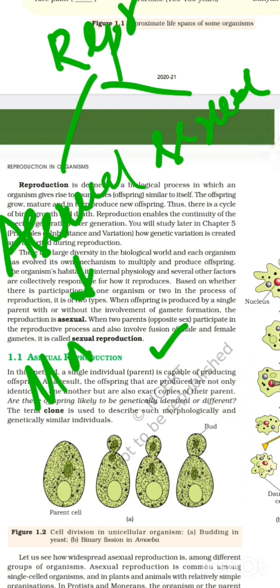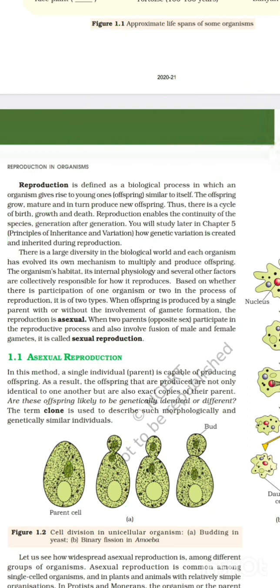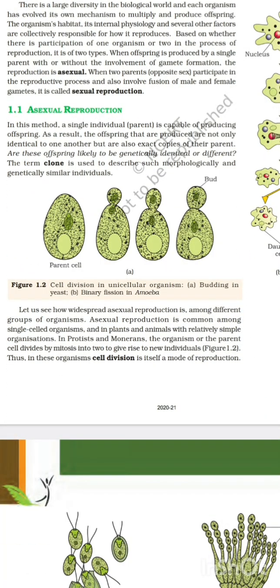Asexual reproduction is monoparental, involving only one parent, and here there is no gamete fusion. But sexual reproduction is biparental, involving two parents. Here the fusion of two opposite gametes occurs to form the zygote. Then details about asexual reproduction. In this method, a single individual parent is capable of producing offspring. The offspring that are produced are not only identical to one another but are also exact copies of their parent. The term clone is used to describe such morphologically and genetically similar individuals.